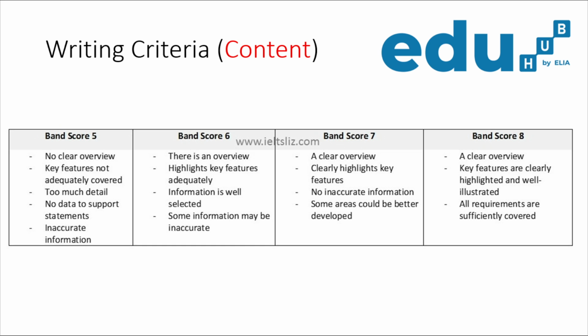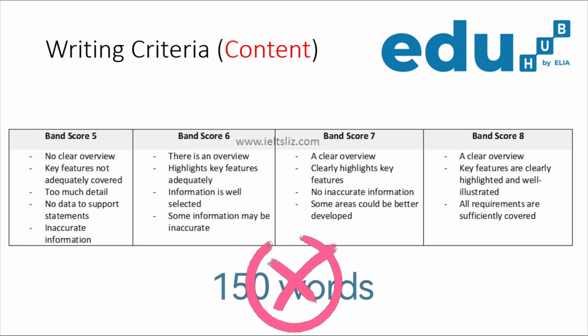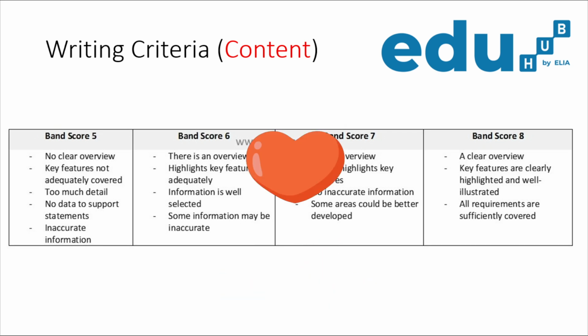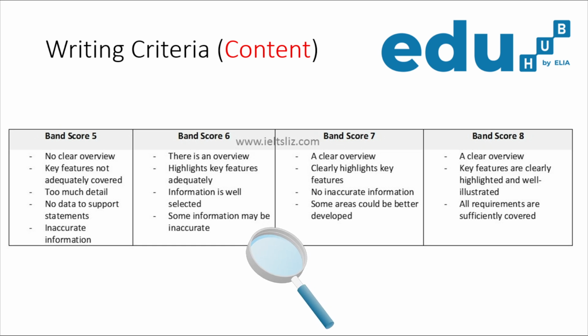So for task 1, you can read how examiners distinguish band 5 from 6, 7, or 8. I'll pause so you can spot the differences. If you fail to write enough words for any of the tasks, then this criterion will be hurt the most. Also, if you write any text that is not relevant to the question, you can also expect a low score. Anyway, be my guest and read the differences between the scores.